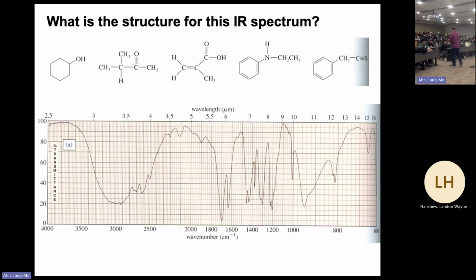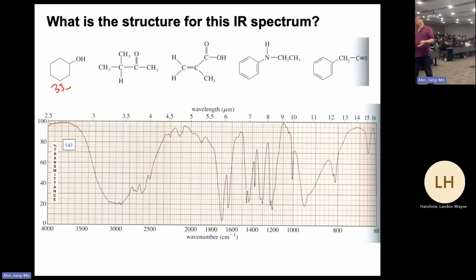Question for the IR: we talked about using those intense bands to figure out what molecule could be responsible for the spectra. So we have here an alcohol, a ketone, a carboxylic acid, an amine, a secondary amine, and then a nitrile. Even though we provide a table of the wave numbers for the functional groups, you still need to know how to use them.